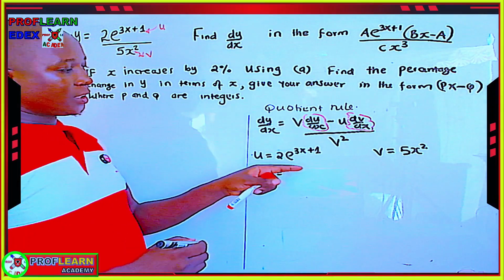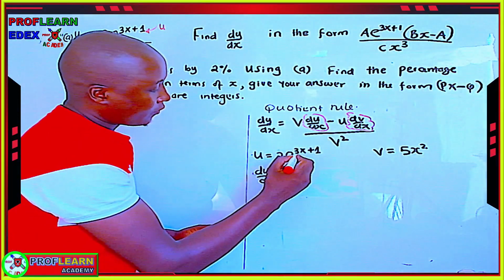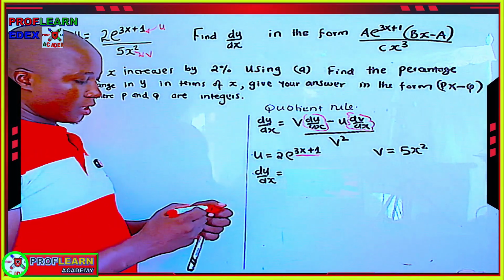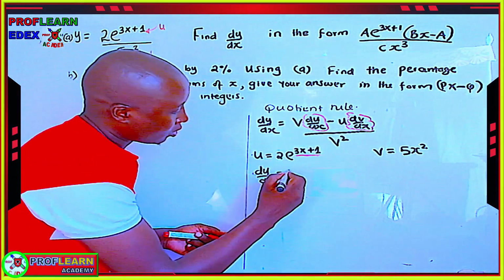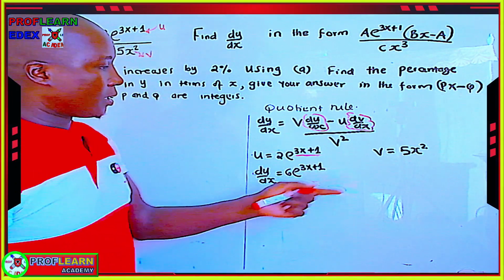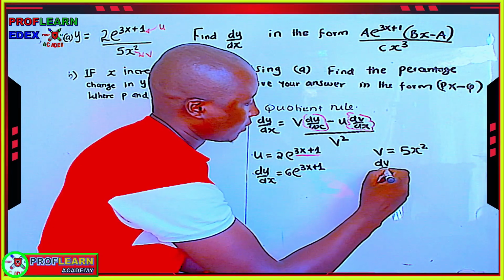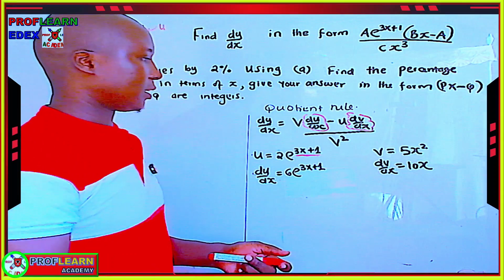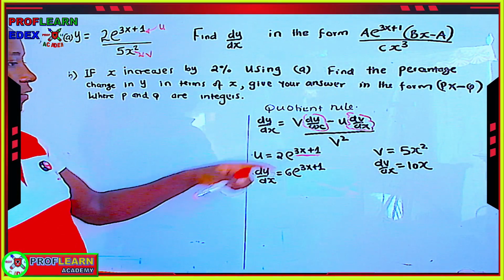Now, since we need to substitute into this equation, we need to find du/dx. Anytime you are differentiating an exponential function, you differentiate the top, then multiply it in front of the exponent. So differentiating the top, we get 3 times 2, that's 6, e^(3x+1), and dv/dx is going to become 10x.